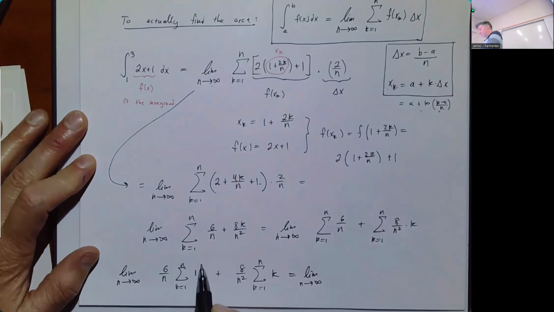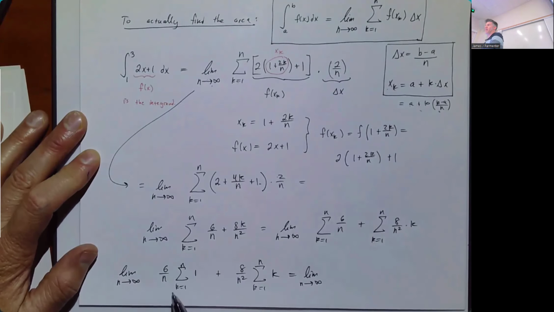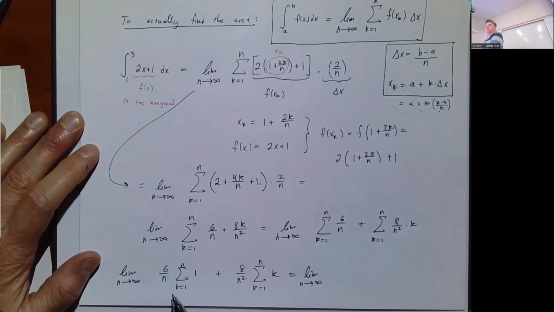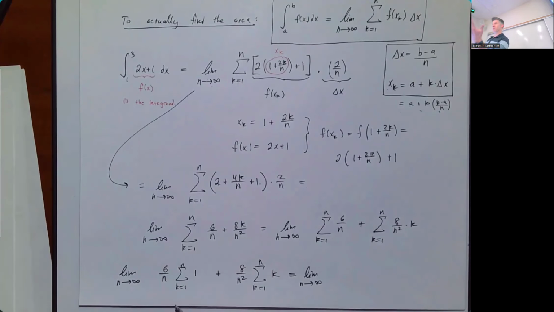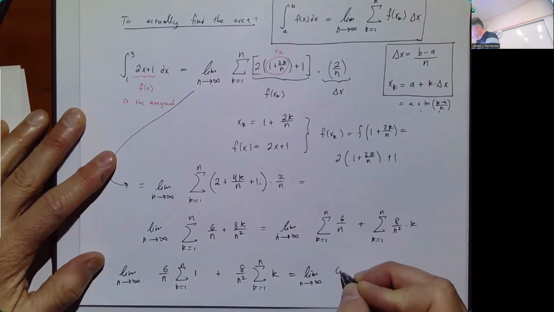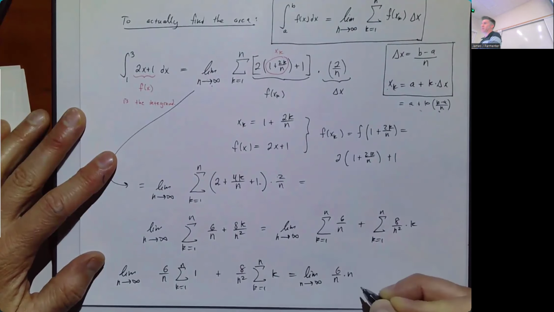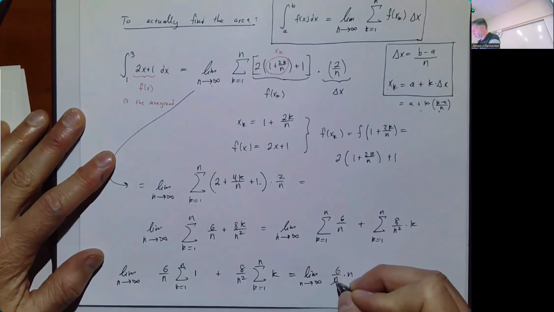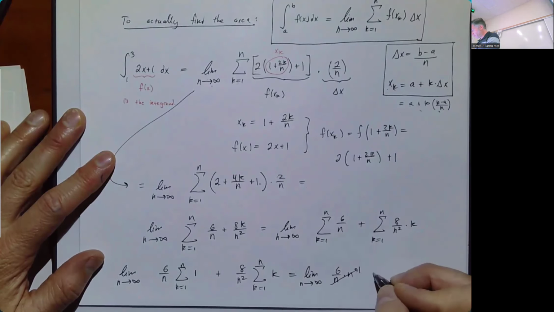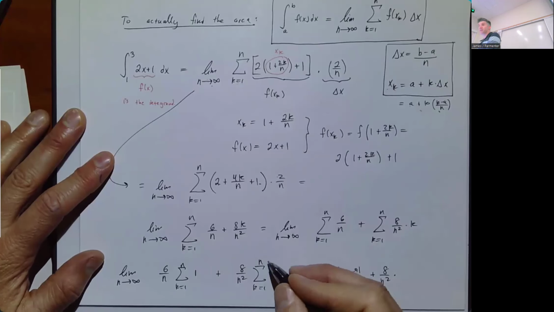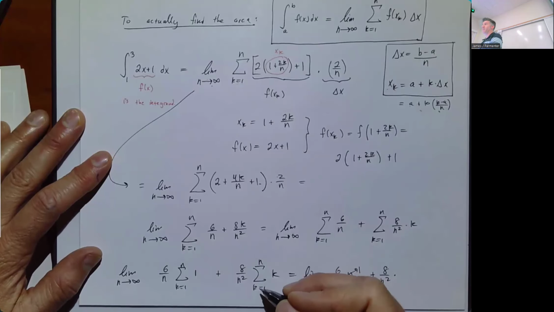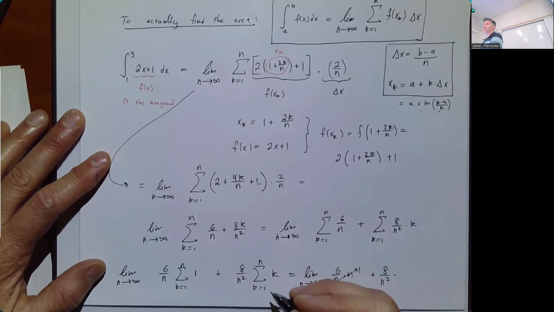All right. If you add up 1 n times, what do you get? 1 plus 1 plus 1 plus 1 plus 1. You get n. So I've got 6 over n times n, which is just 6. You don't even have to deal with a limit there. Plus 8 over n squared times the sum from k equals 1 to n of k, which is n times n plus 1 over 2.